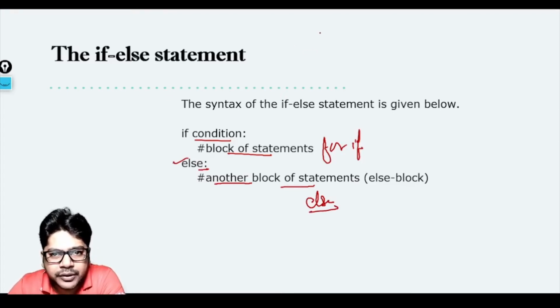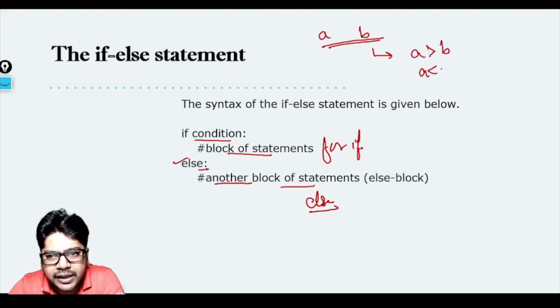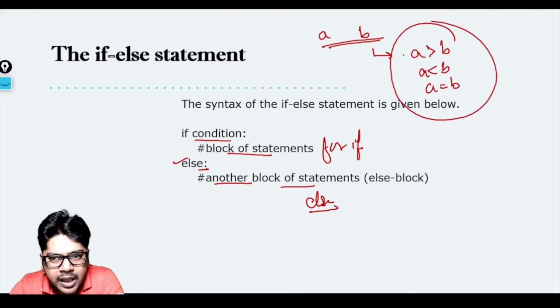Let's suppose you have two numbers a and b. Now what can happen with these two numbers? There are three relations which can exist. One is a greater than b, the other is a less than b, and the other is a equal to b. These are the three situations which can happen. Either the first number is greater than the second one, or the second number is greater than the first one, or both of them are equal.